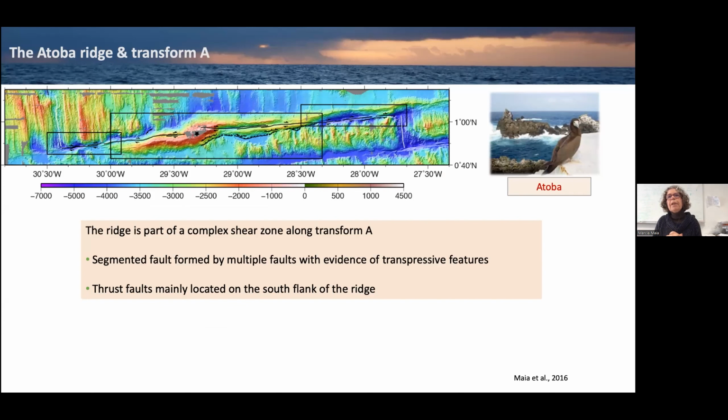And the Atoba Ridge is part of a very complex shear zone that sits along transform A, which is characterized by multiple faults. It's a segmented fault, and there is evidence of transpressive features along this shear zone, and the strongest evidence is the Atoba itself, as you can see. We also, during our cruise, mapped some thrust faults in the south flanks of Atoba, and I'm going to go back to this soon.